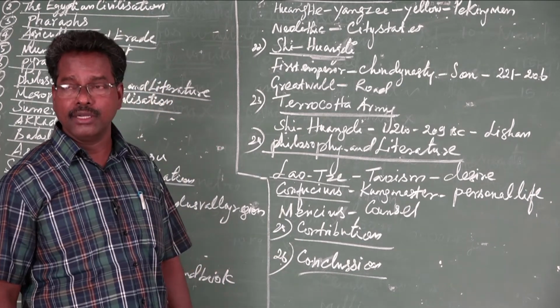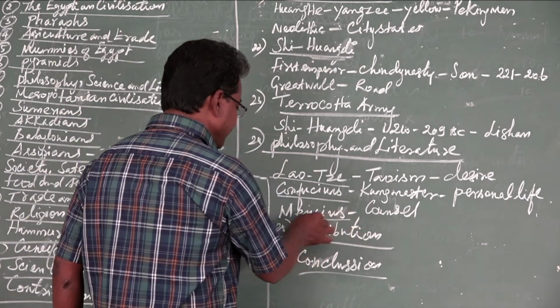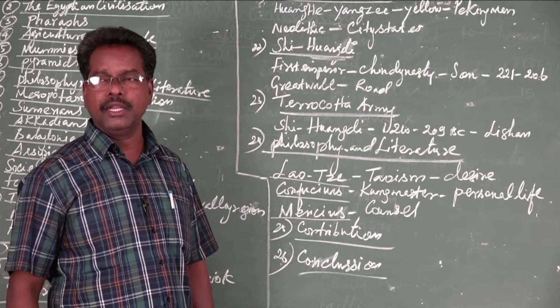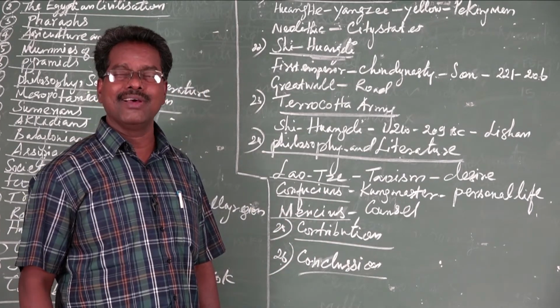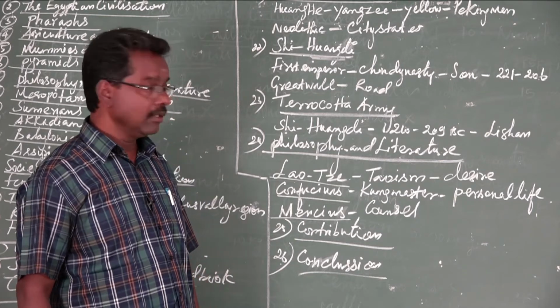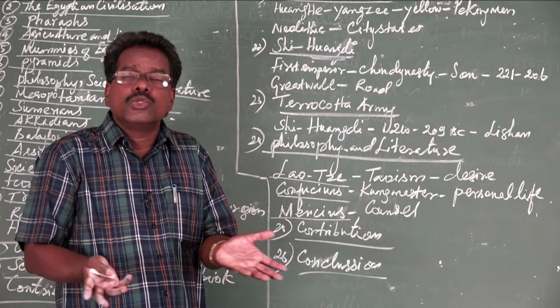Next, another important social reformer of China, Mencius. Mencius was another great Chinese poet, philosopher, social reformer and economic reformer. He traveled all over the country to meet the kings and give his counsel to the emperor.